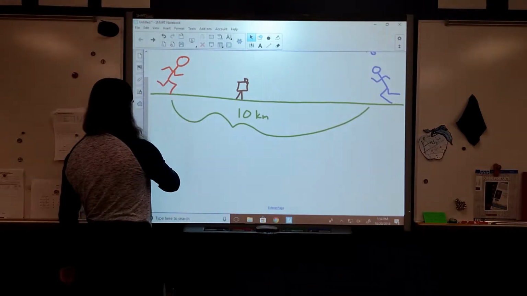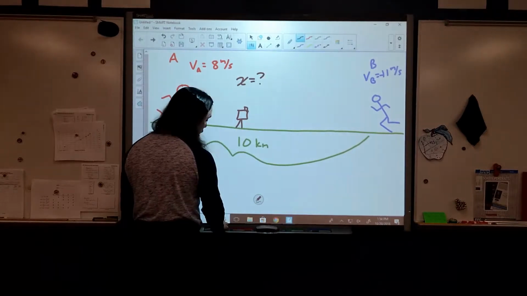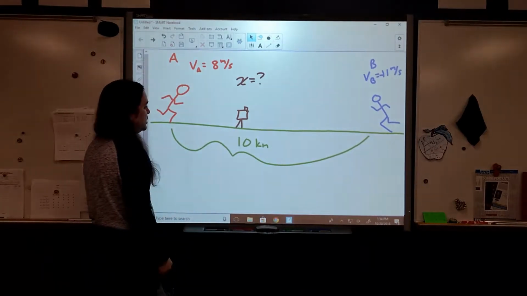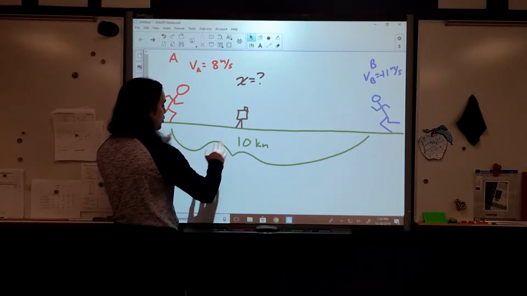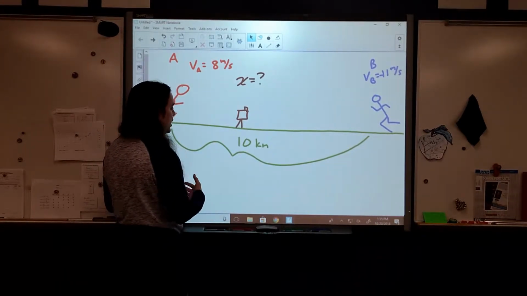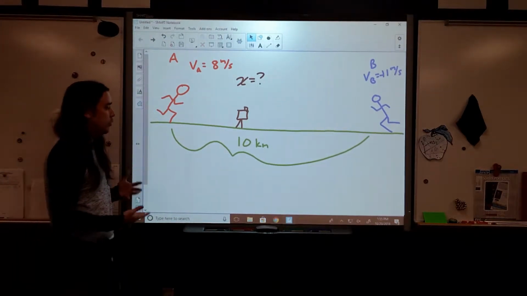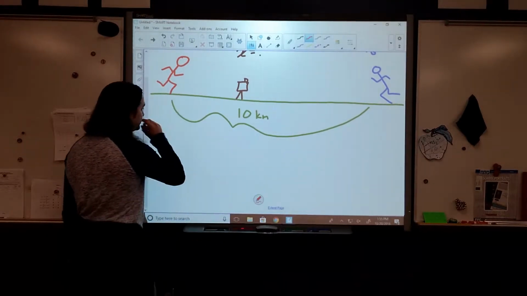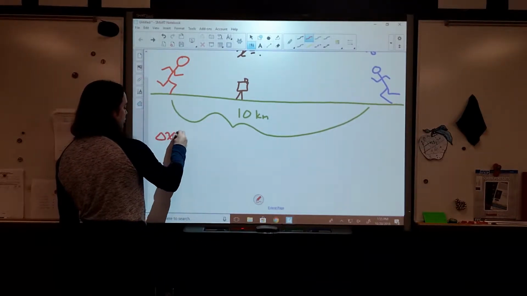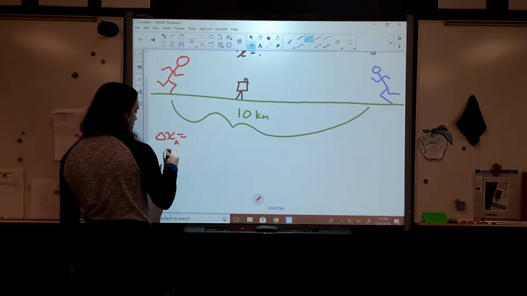We want to find at what spot we need to set up our camera for these two runners to meet. Now we're going to say that they both start running at the same time, and they start running 10 kilometers apart. Now, one of the things that makes this complex is we've got several things that we don't know. So if we were going to look at, we've got two objects, so let's set up our kinematic variables for each of them.